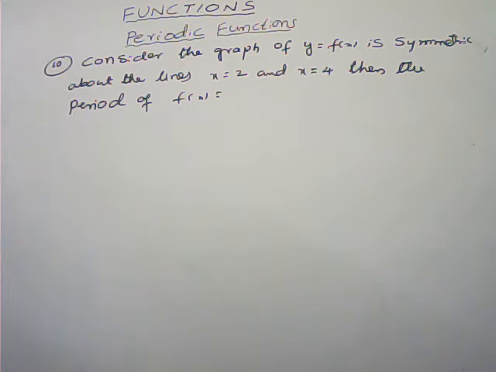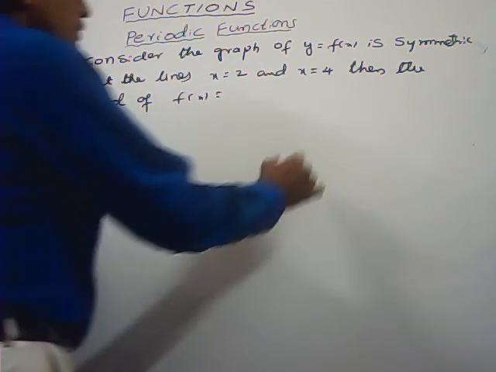Consider the graph of y equals f of x, which is symmetric about the lines x equals 2 and x equals 4. Then the period of f of x is equal to what? Now, what about the symmetry? What is the condition here?